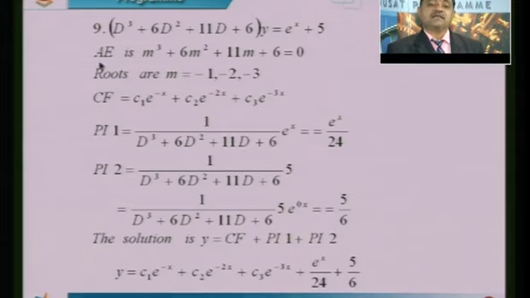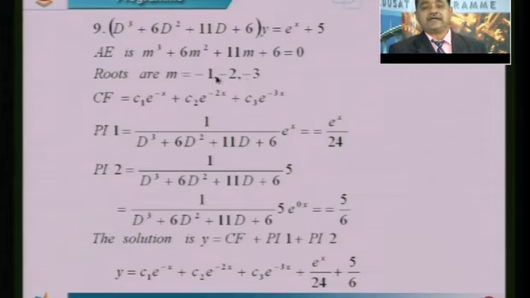You see, first the auxiliary equation: m cube plus 6m square plus 11m plus 6. Put it in the calculator and you will get the roots: minus 1, minus 2, minus 3. I already told you, whether you want to use a calculator or synthetic division, you can use synthetic division too. First you will get minus 1, then the other 2 roots. All 3 roots are different: minus 1, minus 2, minus 3. So what is your complementary function? C1 e power minus x, C2 e power minus 2x, C3 e power minus 3x.